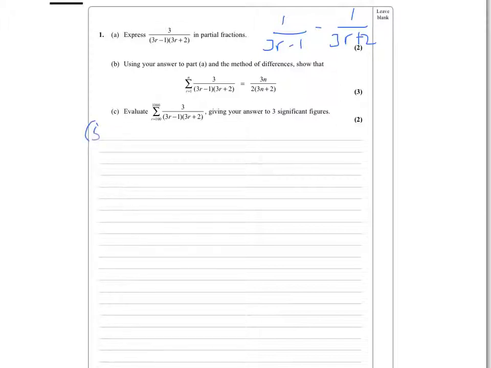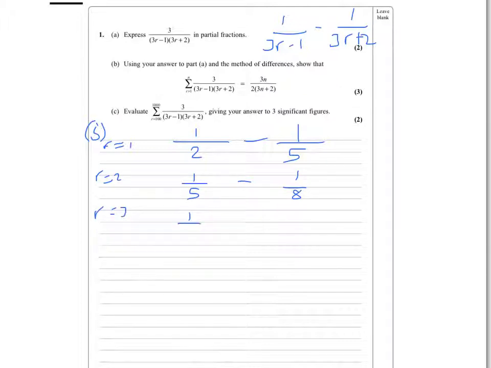Now part B is where the fun begins. We're not going to deal with this, we're going to deal with this. So we're going to write out the first few terms. When r equals 1, we get 1 over, basically I'm sticking r equals 1 into this rather than into this. So r equals 1, we get 1 over 3 times 1 minus 1, minus 1 over 3 times 1 plus 2, so that. Then when r is 2, we get 1 over 3 times 2 minus 1, that's starting to look good, minus 1 over 3 times 2 plus 2.